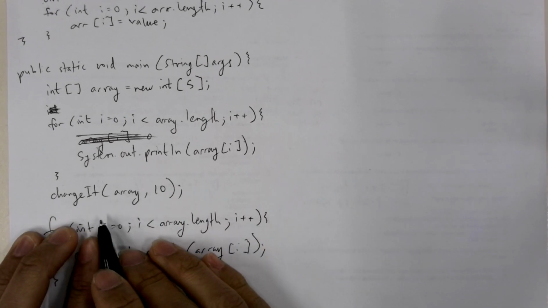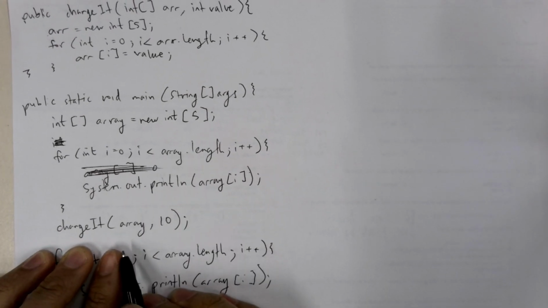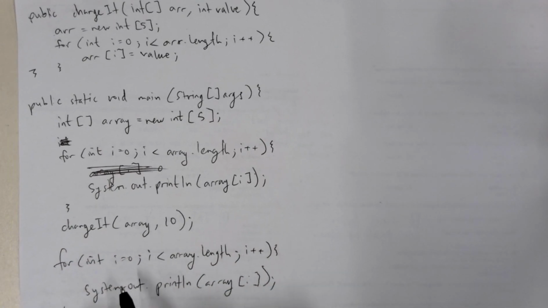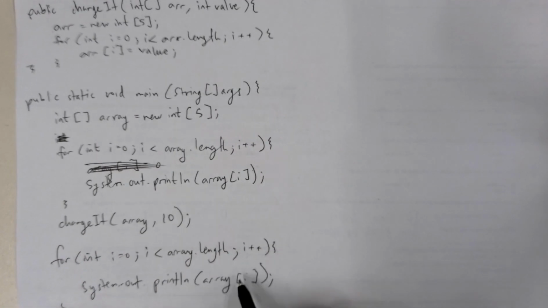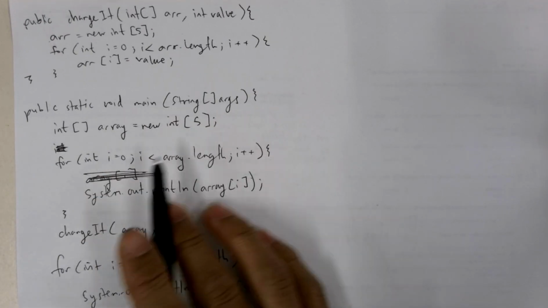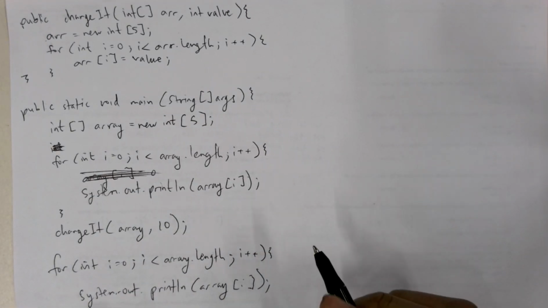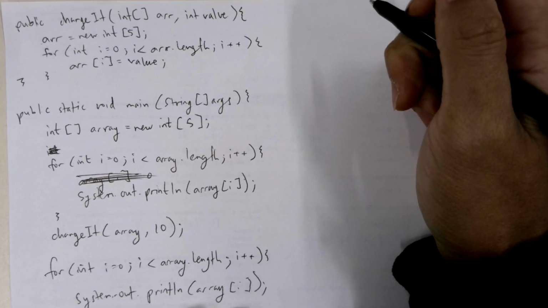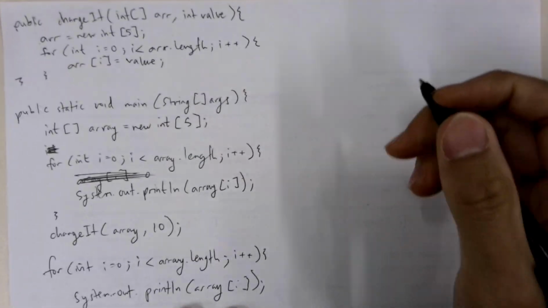Now we come here to run changeIt, and we're passing it the array, and we're giving it the value 10. So now we come down here to the for loop, and we're printing out the contents of the array. So the question is, did running changeIt change the values in the array here in main? That's the question. And in order to answer that question, you need to know how data is stored in memory.